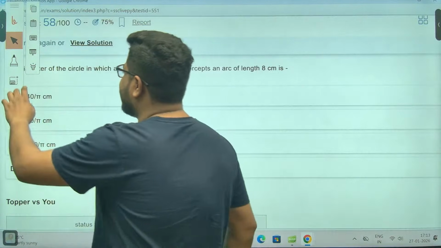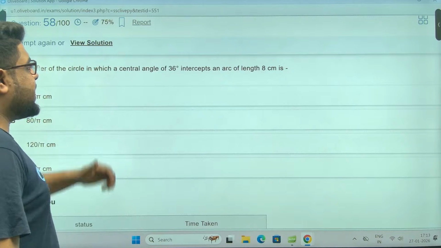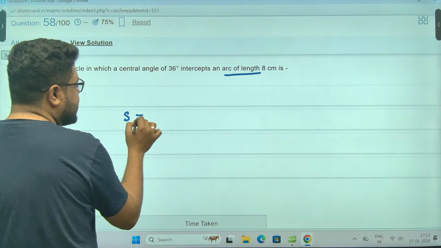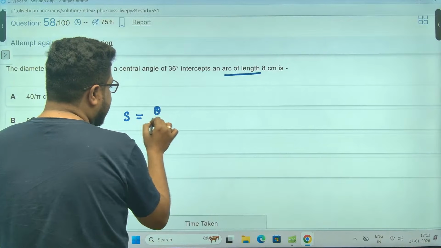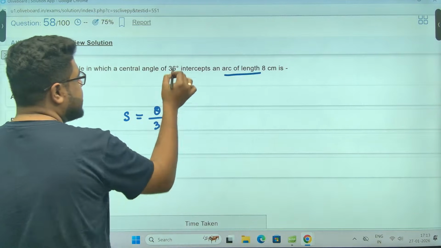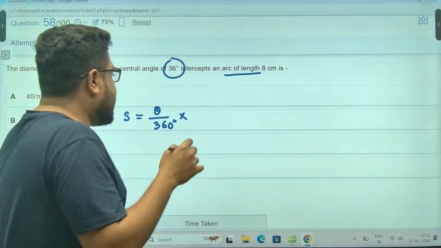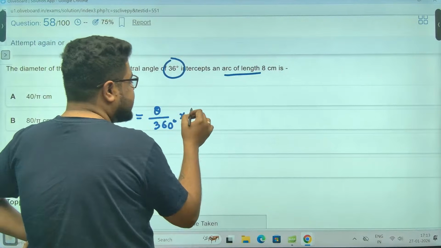So the diameter of the circle, central angle is this, arc length. Sir, arc length formula. Arc length is equal to theta by 360, because it is given in degrees. That's why this formula. Otherwise, S equal to r theta we'll use. Theta by 360 into 2 pi r.